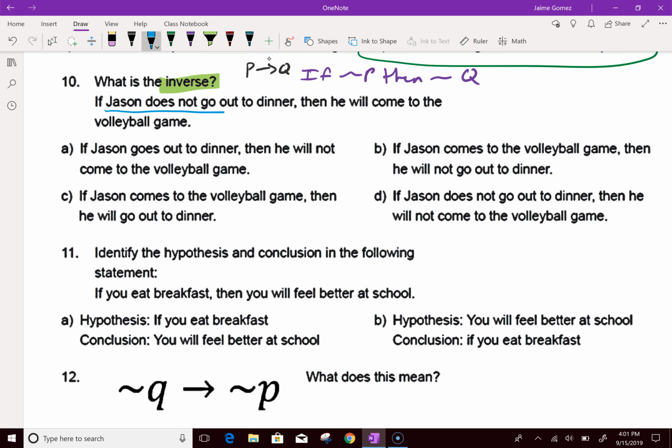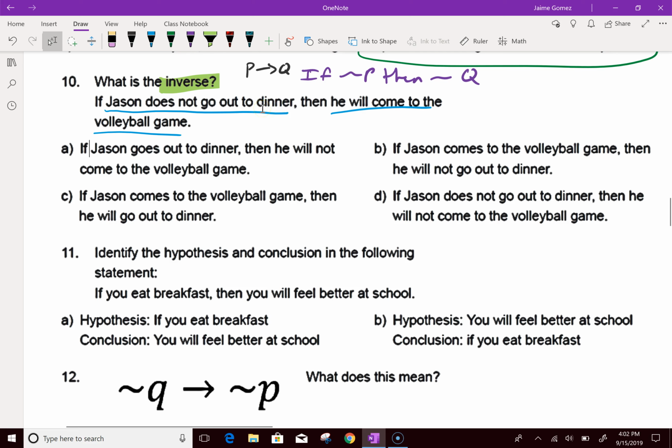So Jason does not go out to dinner, then he will come to the volleyball game. So add the word not. If Jason does not go, how do you put not to that? If Jason's already not going, how do you make the opposite of that? Well, it means the opposite. If you're already saying that Jason does not go to dinner, then since the little squiggly line changes the meaning, it means that he is going to go to dinner.